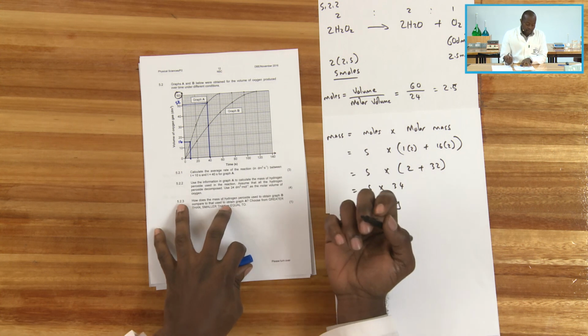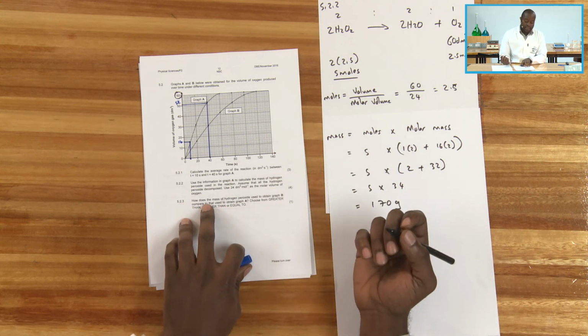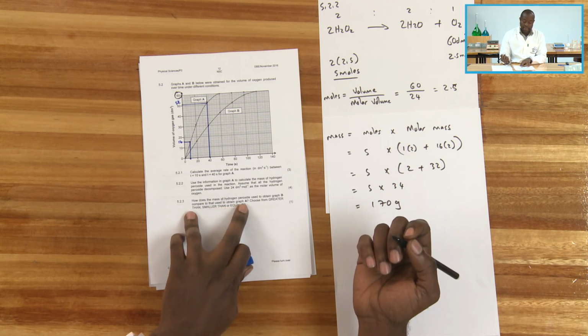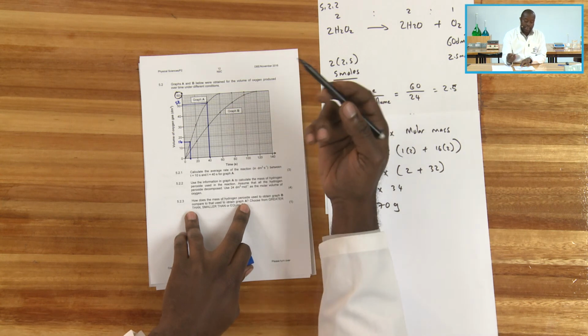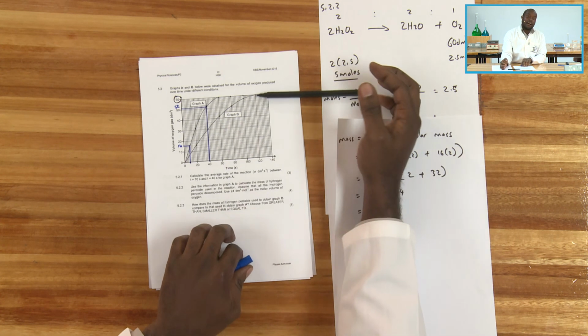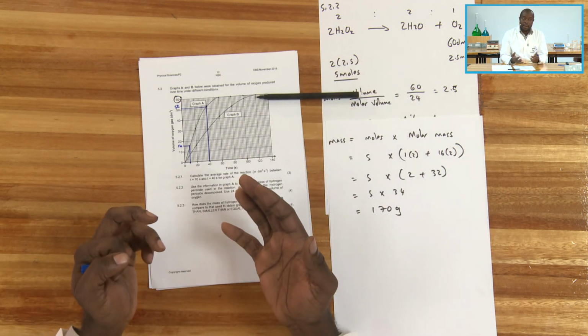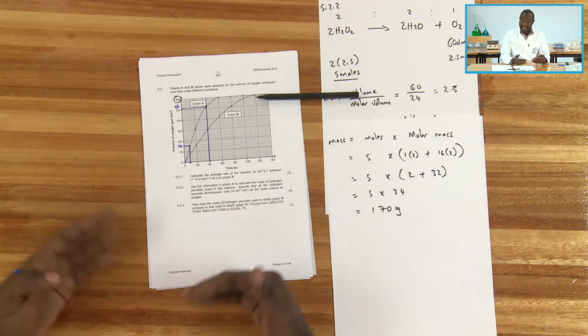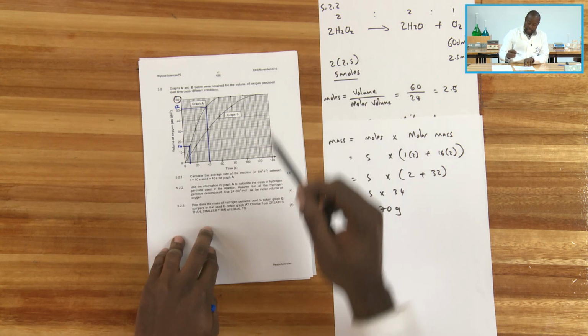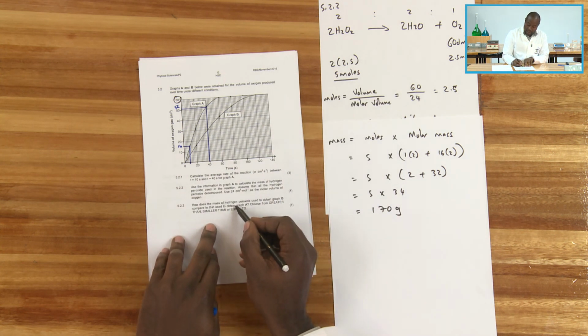So 5.2.3 says, how does the mass of hydrogen peroxide used to obtain graph B compare to the mass used to obtain graph A? So if you look at our 2 graphs, you'll notice that they are producing the same amount of oxygen. Therefore, it means that the amount of hydrogen peroxide used for both the reactions is the same, except that one is faster than the other. Therefore, the mass is going to be equal.